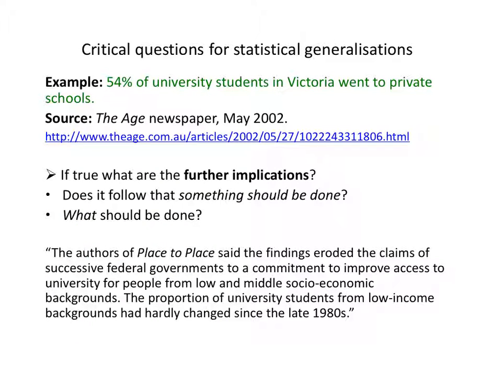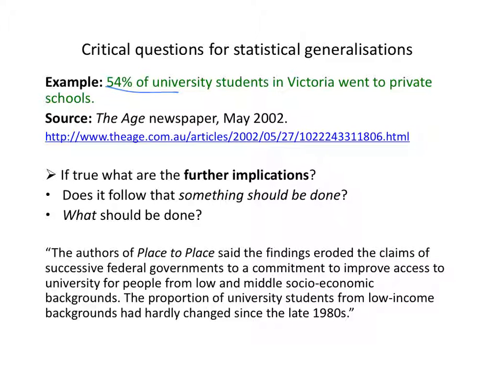Finally, we can think about this question. Assuming this statistical claim is true, what implications should it have? People don't usually just give statistics for no reason at all. They want to present them as part of an argument, as a premise in an argument. So they think that the statistic has some further implication, typically a claim about something we should do. We should do something about this. Public school students are underrepresented at universities. Something should be done. Here's what the authors of the report that this newspaper article was based on said.